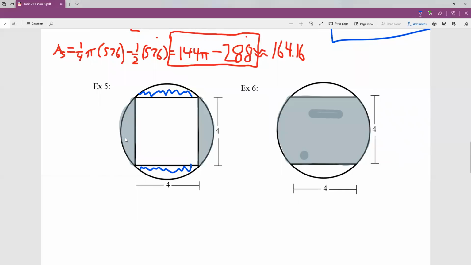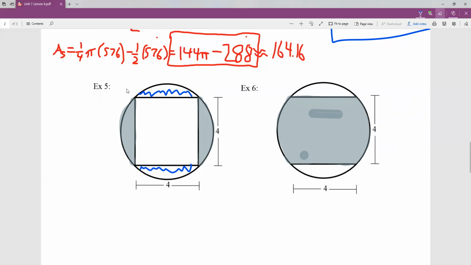If all these were shaded, I could figure out all these areas by just taking the area of the circle and taking away the area of the square. I'd be left with 4 equal slivers here. And if I only wanted 2 of those slivers, since I know they're all equal, I could just divide the answer by 2, and I would get these 2 slivers. So let's give that a shot.